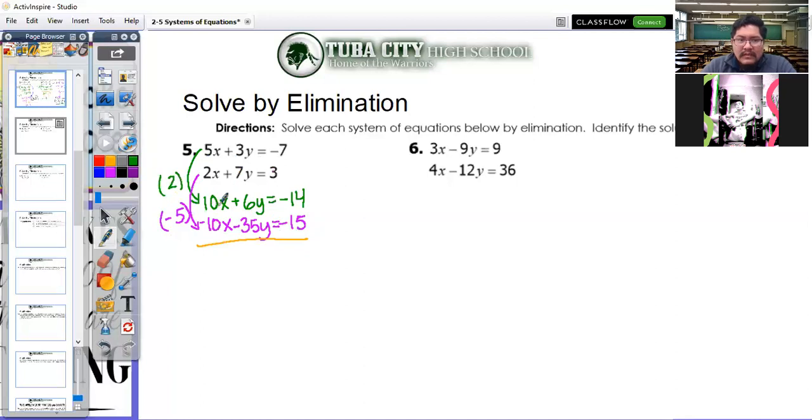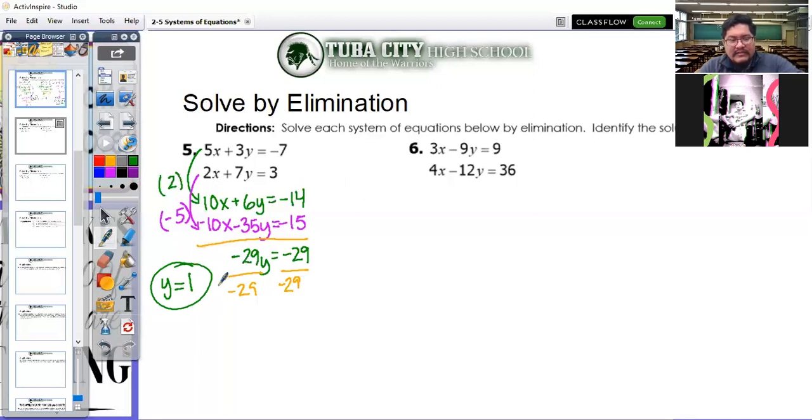So 10 minus 10 is going to be 0. That will be the one to eliminate. 6 minus 35 is going to be negative 29, y equals, and then negative 14 and negative 15, put those together, you get negative 29. In this case, it looks like we're going to get a nice number. So I'm going to divide both sides by negative 29. What number times negative 29 gives us negative 29? Well, that's easy. Y equals 1.